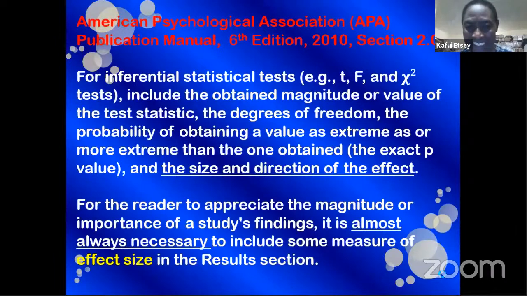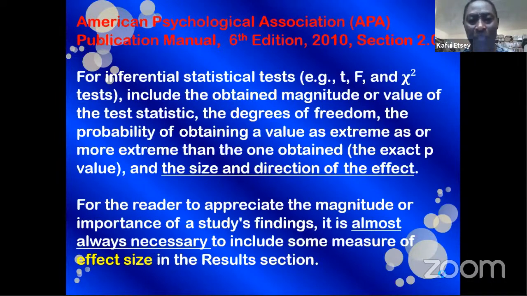So APA is saying that if you are doing inferential statistics, in addition to reporting the probability value, you also have to report the size and direction of the effect. And it further states that for the reader to appreciate the magnitude or importance of a study's findings, it is almost always necessary to include some measure of effect size in the results section. So that is the new thing now in research. When you are doing research where you have to make a statistical decision, you need to include the p-value as well as the effect size.